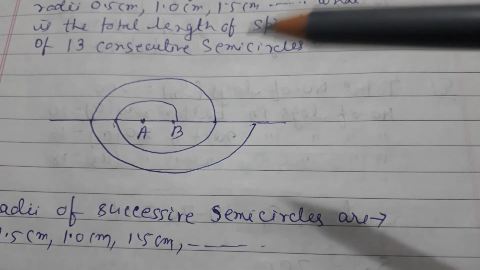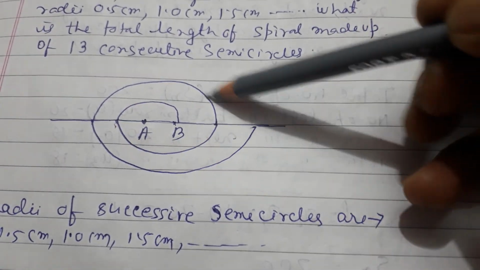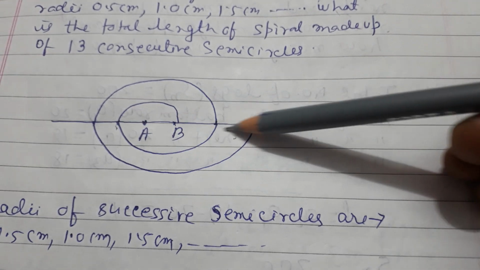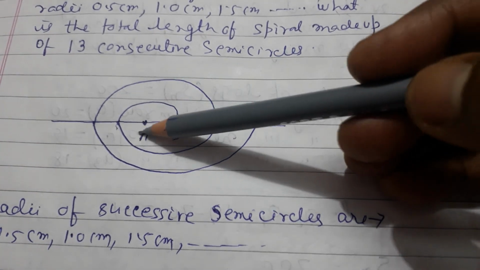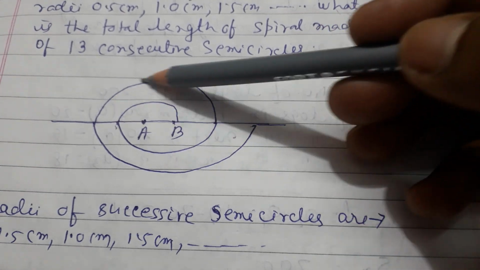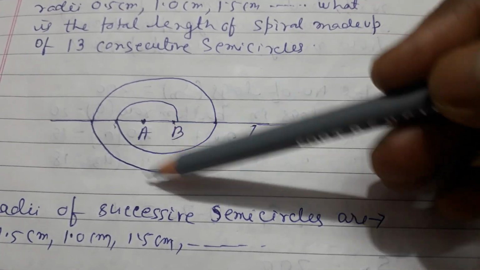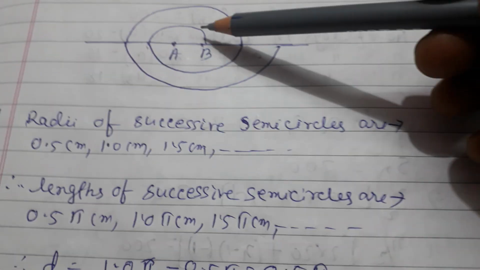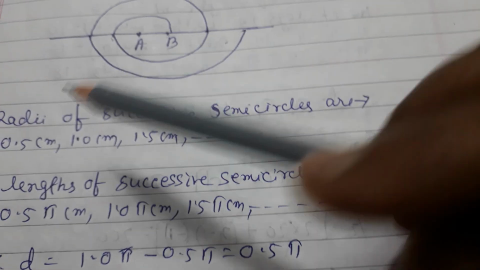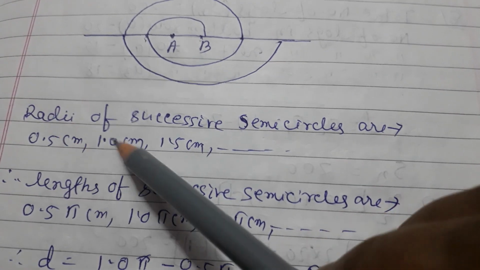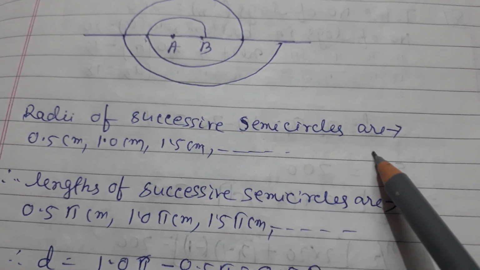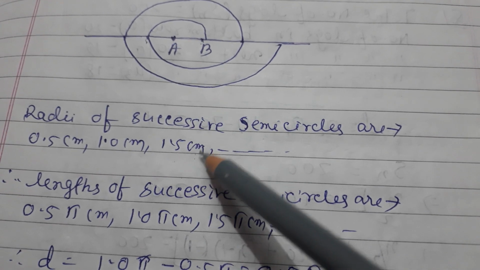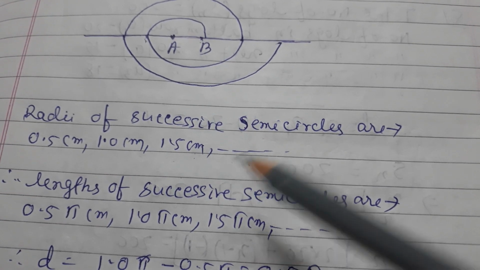Now listen, look at the figure at first. This is a spiral, okay? And look, this is a straight line, and on this straight line the upper portions are semicircles with center A and the lower portions are semicircles with center B. Okay. Now here the number of semicircles is 13, and what is given is the radii of successive semicircles are 0.5 centimeter, 1.0 centimeter, 1.5 centimeter, then 2.0, 2.5 and so on.